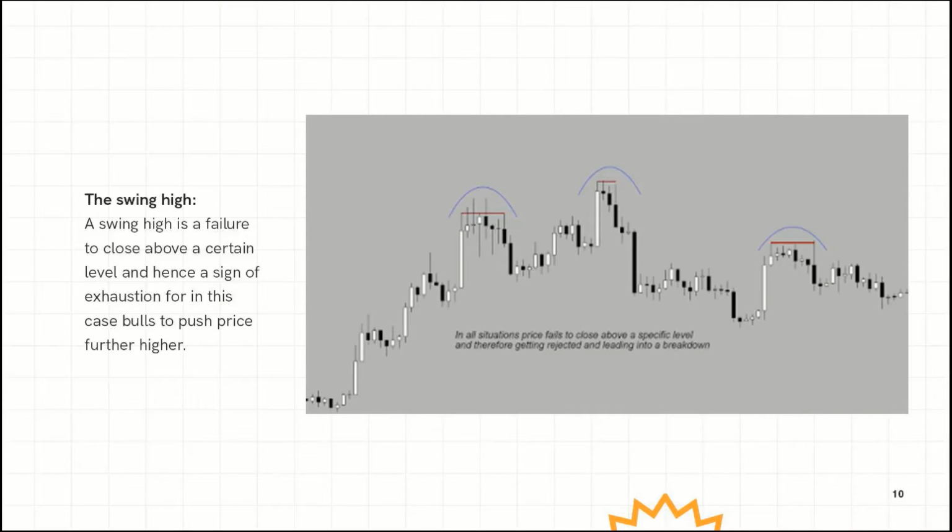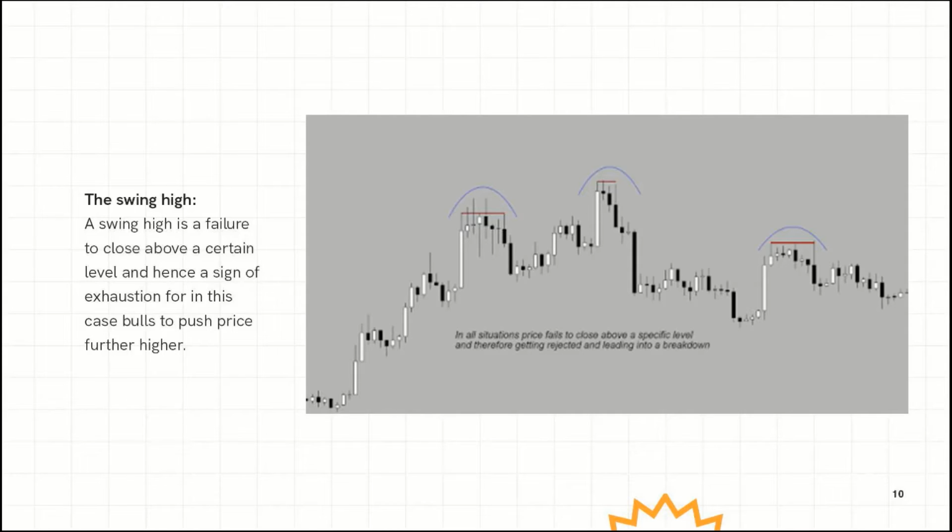What this basically means is that once you see a swing high, it means price cannot go up anymore. Whenever price can't go up, the next thing for price to do is to go down. That's why I call it a swing high, the highest point, the peak point which price gets to. You see, in all situations, price fails to close above a specific level and therefore gets rejected, leading into a breakdown. That means price starts going down.